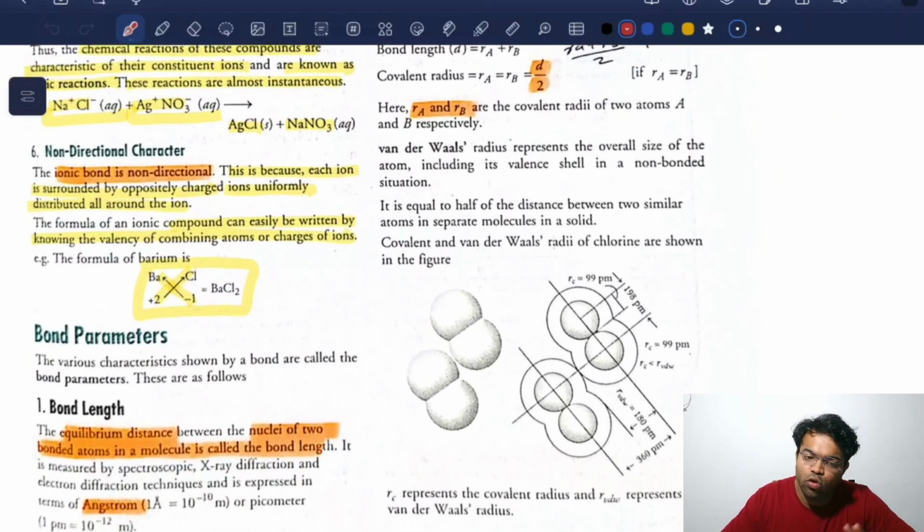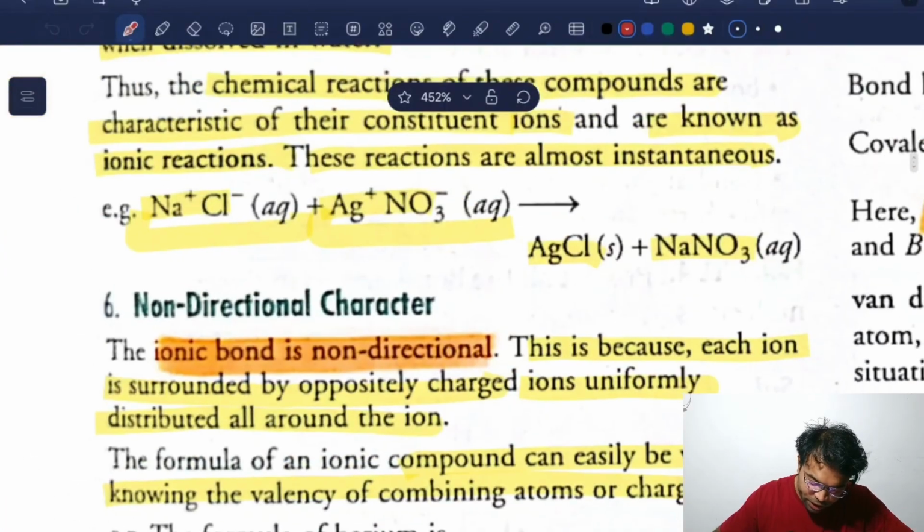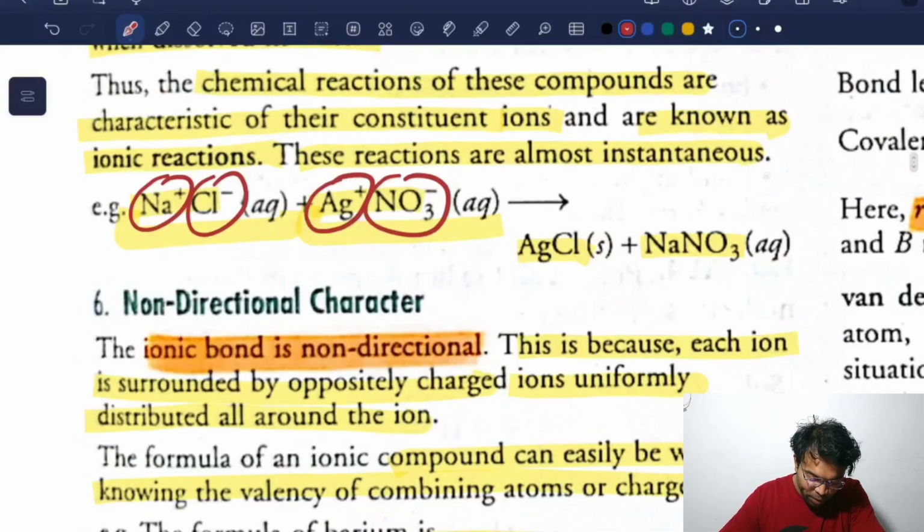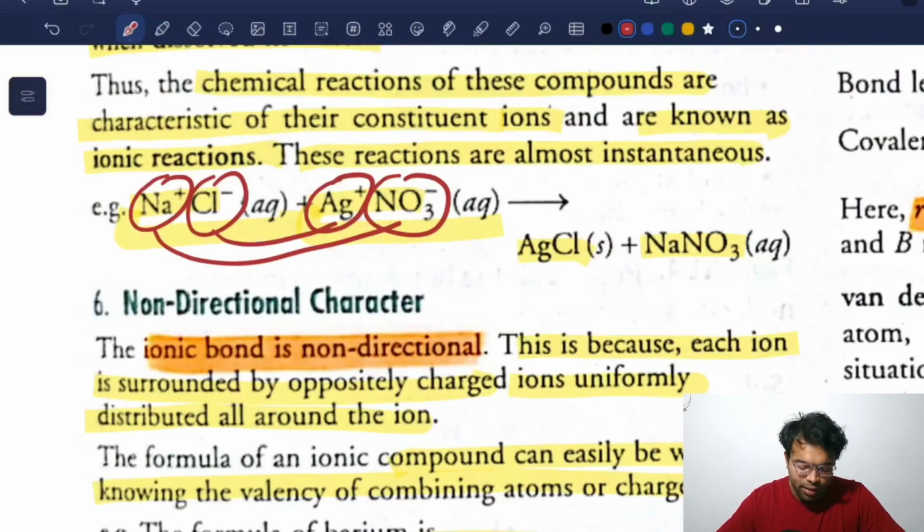For example, NaCl, sodium chloride. How have they shown it here? Sodium is its own ion, chlorine is its own ion, silver is its own ion, nitrate is its own ion. So basically, these can combine quickly to produce sodium nitrate and silver chloride.